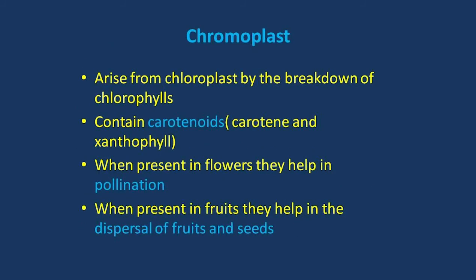Now let us look at the chromoplasts. They arise from chloroplasts by the breakdown of chlorophylls. They contain pigments called carotenoids, which are a combination of carotene and xanthophyll. When they are present in flowers, they help in pollination. When they are present in fruits, they help in the dispersal of fruits and seeds.